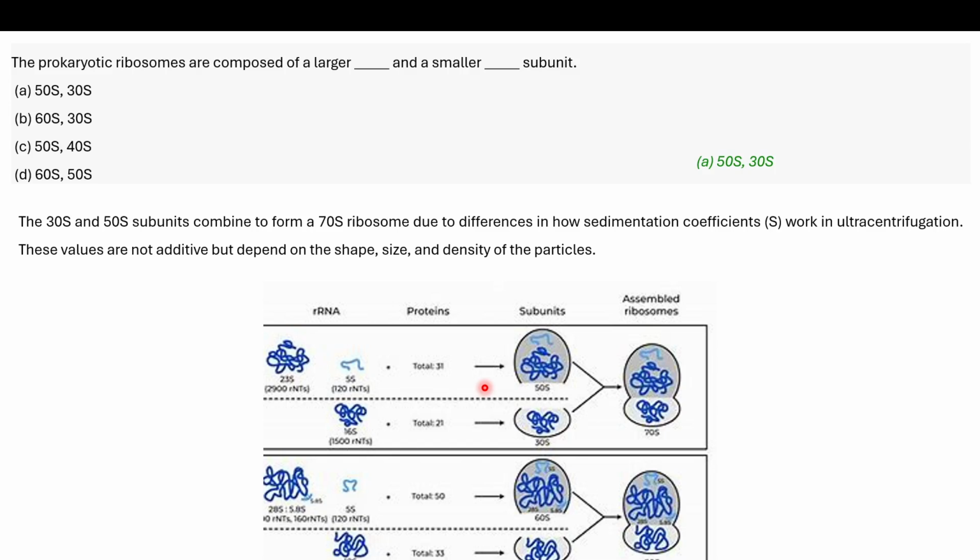Now, overall, this entity will have a different rate or different density according to which it will settle down during ultracentrifugation. So that's why it's not really additive, like direct addition. Rather, this depends on the sedimentation coefficient. Similarly for eukaryotic ribosomes, these are the different compositions.